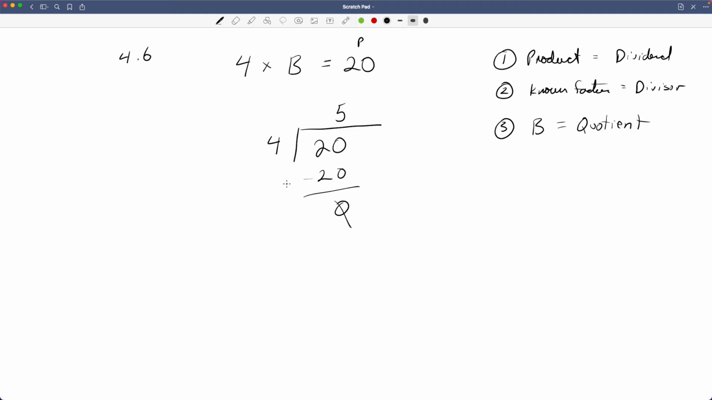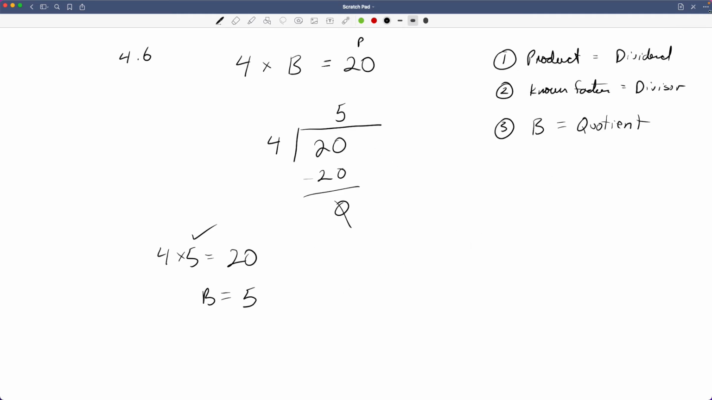We could check that by just saying 4 times 5 we know is equal to 20. So we know that we got the right answer for b. b is equal to 5, right? So that is what you would do when you have a multiplication problem and one of the factors is unknown, okay? And it could work for either one. It could have been this factor that we knew and we didn't know this factor. Whichever factor you know becomes the divisor and the other one becomes the quotient that you can then put back into the sentence and check it.